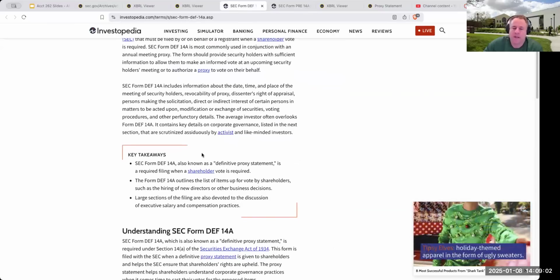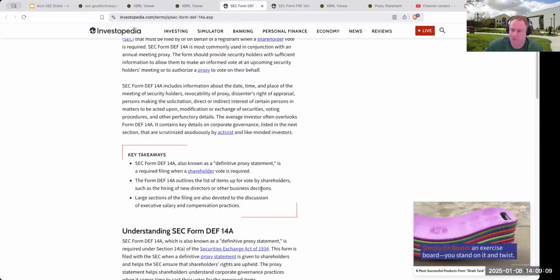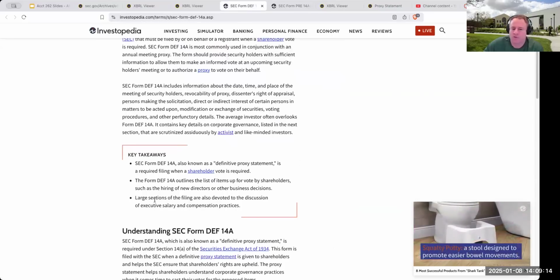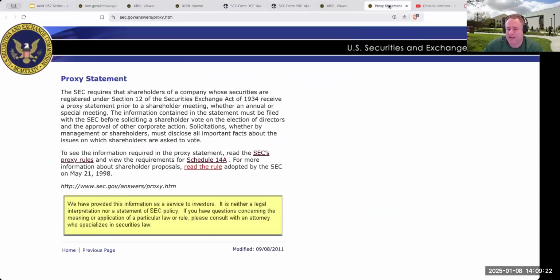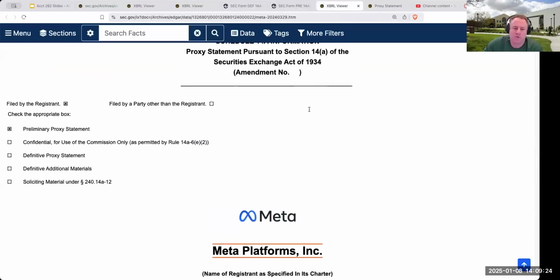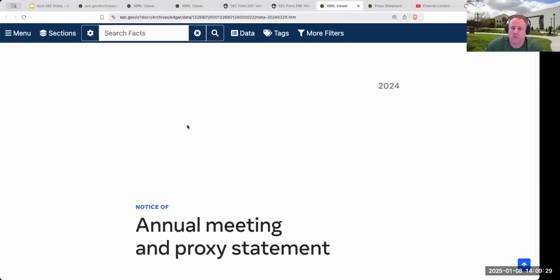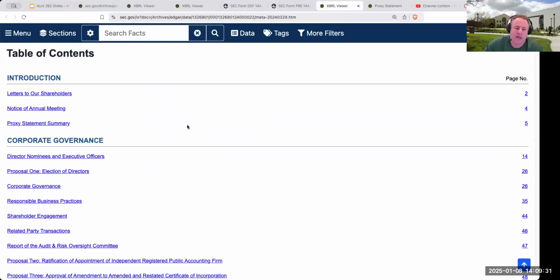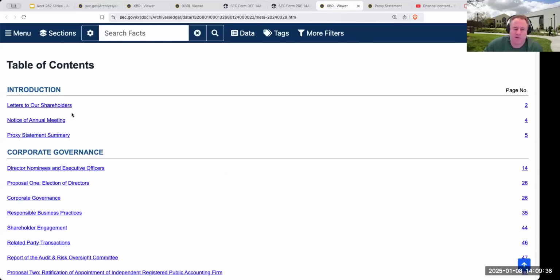Then we get over here to the definitive proxy statement. The definitive one is basically the final one that you're going to file. It lists out the items up for shareholder vote. And you're also going to be including a lot of discussion about the compensation of officers and directors. The one we have over here is a preliminary proxy statement for Meta Platforms. And as you can see over here, okay, letter to the shareholders.